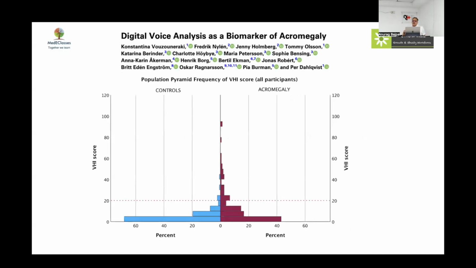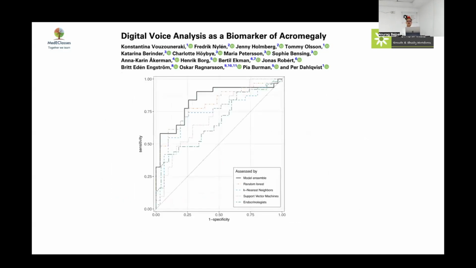This again is a very interesting study, voice analysis as a biomarker of acromegaly. So if you want to screen somebody with acromegaly, they thought that if you look at their voice, it is different. And when they looked at these data, they found that compared to control, the scoring of acromegaly patients were different. So what they did was they developed an AI model which can then tell you that, okay, just by the voice, whether you can diagnose acromegaly or not.